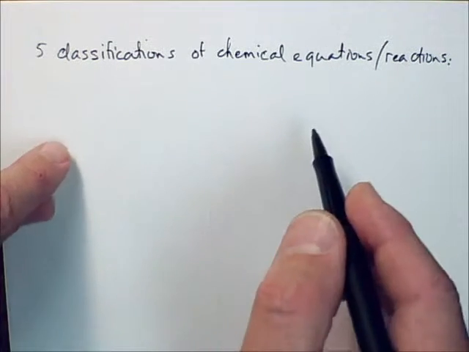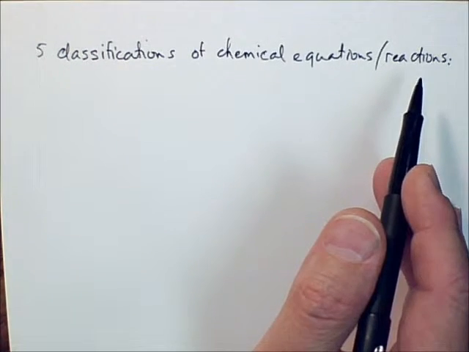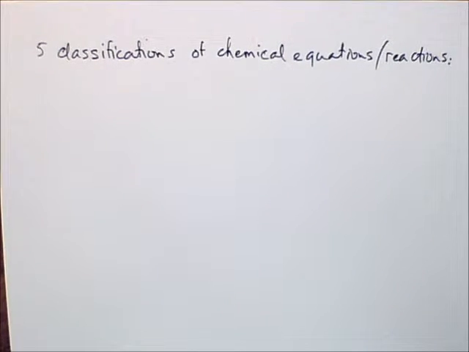Equations are the symbols on the paper. Reactions are the things that actually happen between chemicals. Now you need to do the practice with me. You need to take notes with me.